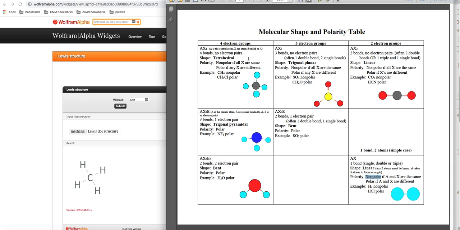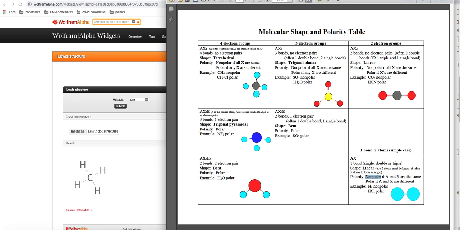And then to get to the polarity, it's similar to what we did down here with the F2 example. It's nonpolar if all of the X's are the same. So right now all of our X's are hydrogen, so that means it's nonpolar. It would be polar if any of them are different, and so the example here, CH4, is the example on here for nonpolar.